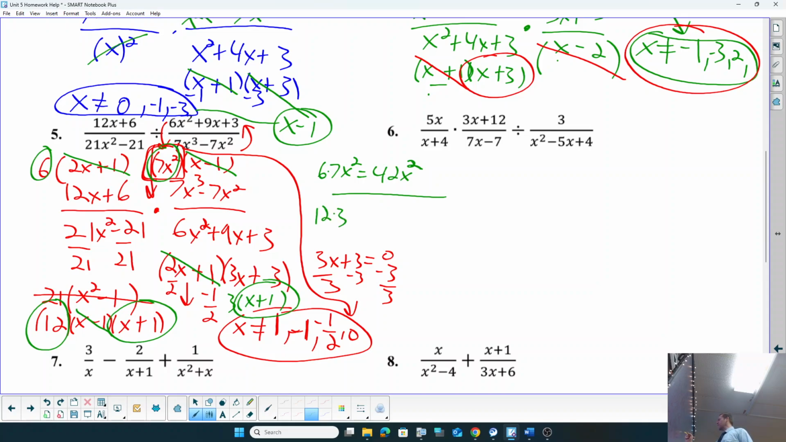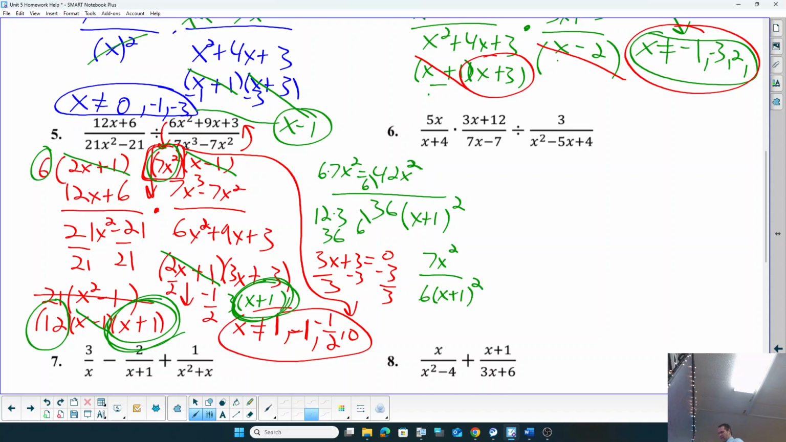We have a 12 and a 3. That's going to be 36. So we get a 36 times x plus 1. We have one of them, we have 2 of them. That means it's going to be all squared. So the only other thing we can do is divide by 6. So we get 7x squared divided by 6 times x plus 1.